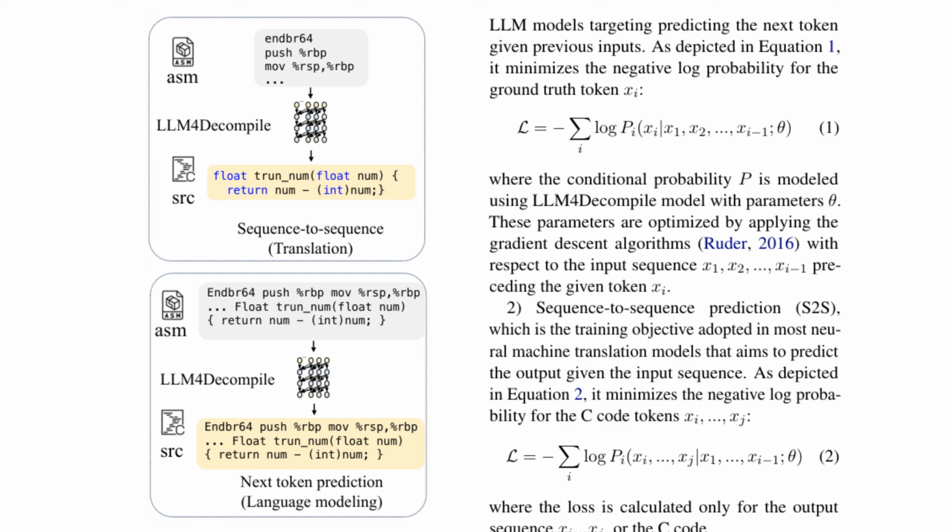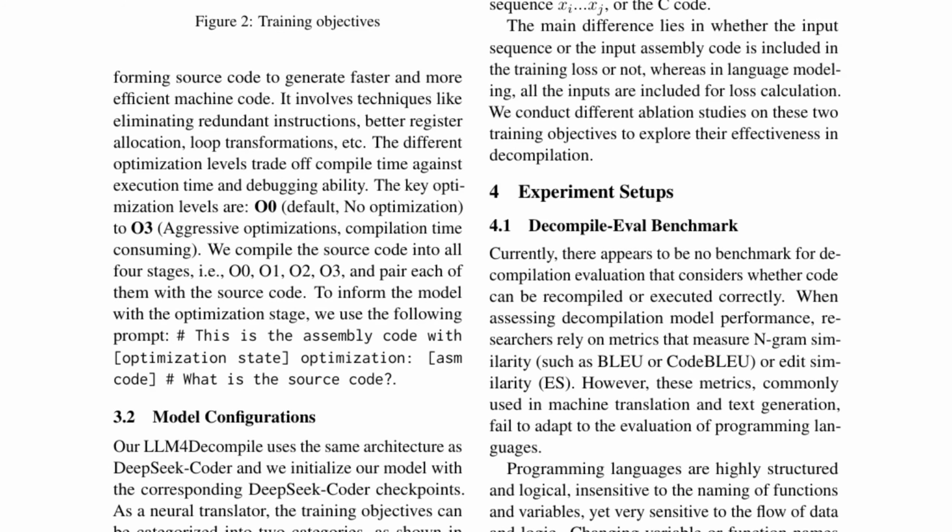2. Sequence-to-sequence prediction, S2S, which is the training objective adopted in most neural machine translation models that aims to predict the output given the input sequence. As depicted in Equation 2, it minimizes the negative log probability for the C-code tokens x_i to x_j. See Formula 2, where the loss is calculated only for the output sequence x_i to x_j, or the C code. The main difference lies in whether the input sequence, or the input assembly code, is included in the training loss or not, whereas in language modeling, all the inputs are included for loss calculation. We conduct different ablation studies on these 2 training objectives to explore their effectiveness in decompilation.